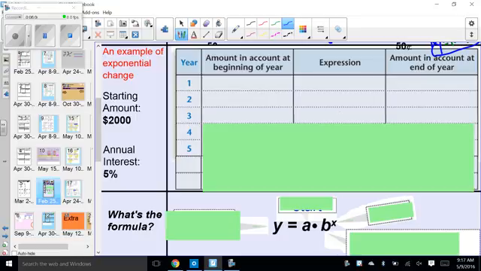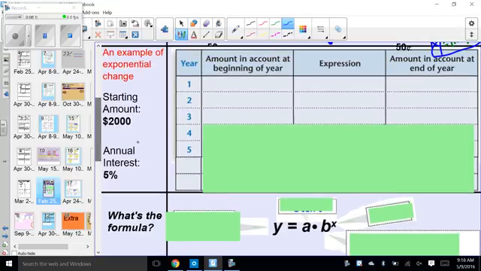So let's talk about this starting amount in my bank account, $2,000. That would be my a. My annual interest that I'm going to earn is 5%. So let's think about what that really means. We get all of the money we put in our bank back plus 5%. So we really get 100% back plus 5% increase. So that really becomes 105%. We're going to talk about how to work through that as we go.